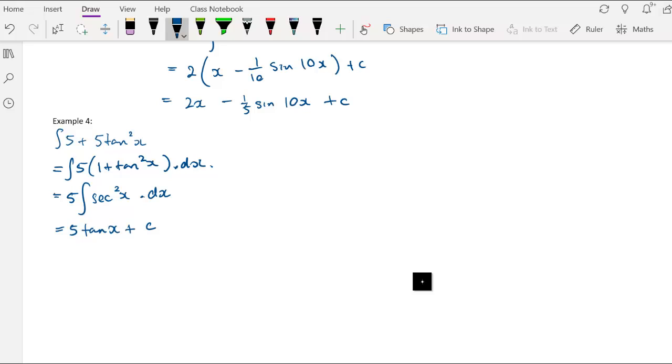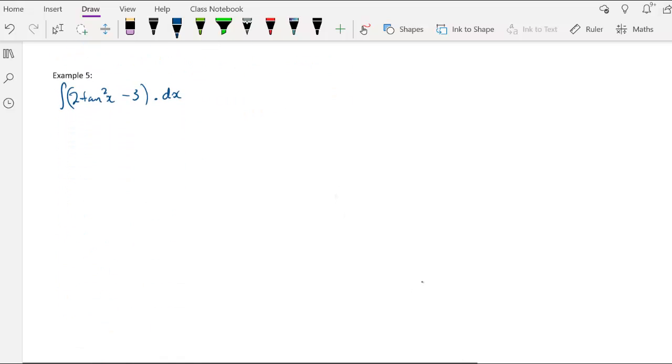So a very simple scenario there, taking out the common factor to turn it into our 1 plus tan squared x. 1 plus tan squared x is equal to sec squared x. And we know that the integral of sec squared is tan. So our next one is a little bit more complex because there's a little bit more manipulation.